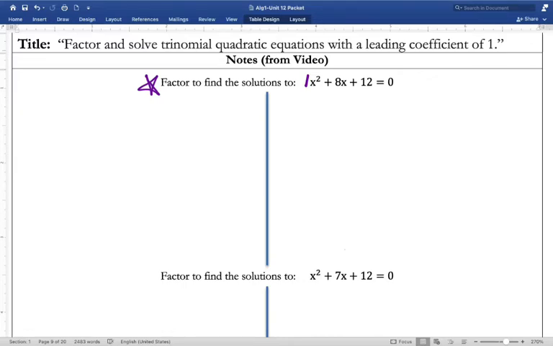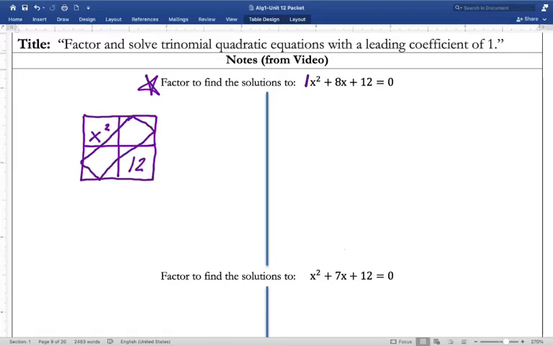So the first thing I'm going to do is think of the box method, but in a little bit of a reverse order. I'm going to put the x squared in the first box, and I'm going to put the 12 in the last box. And what I need is these two boxes combined to add up to 8x.